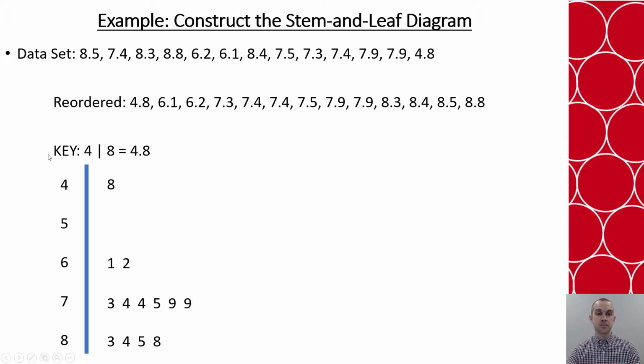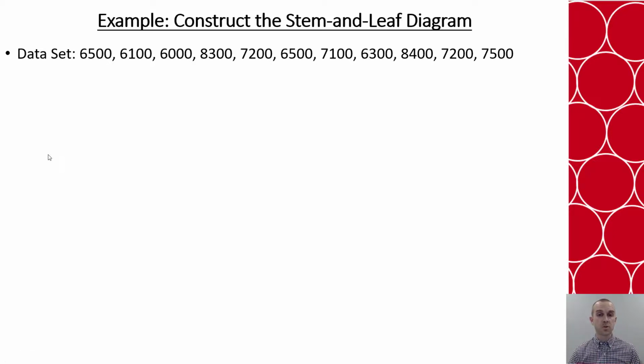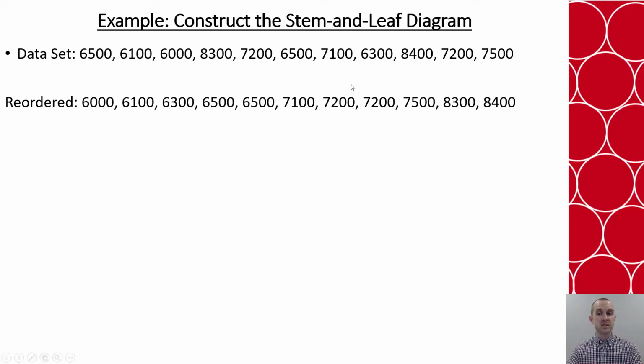Now, what if my numbers were in thousands? It still follows the same premise. First, let's reorder the data to see what we have. We're going from 6,000 to 8,400, but I also noticed that the smallest non-zero digit I have is in the hundreds. So this makes it easier to use. For my key, I would say that my stem is anything in the thousands, and then my leaf is the value in the hundreds.